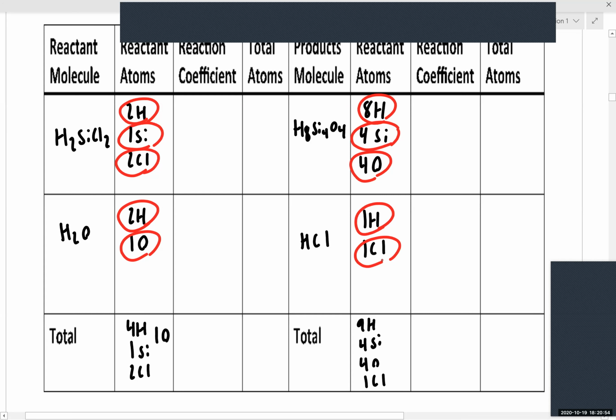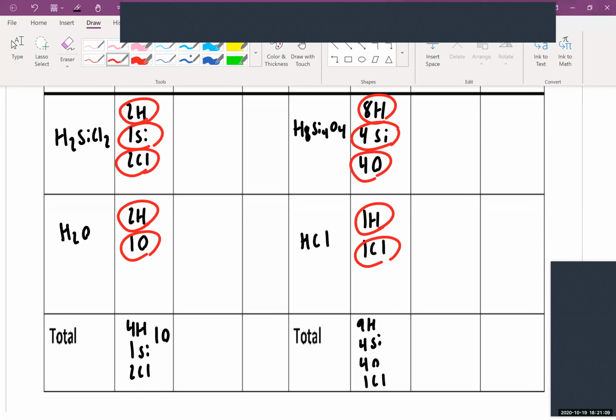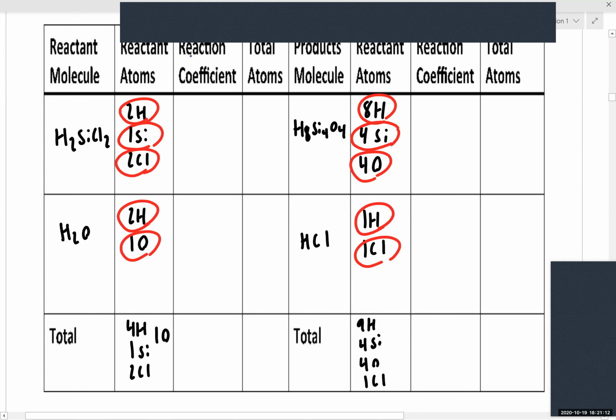Well, as a general rule, we balance the elements found in the least number of compounds first. So as we notice, hydrogen is all over the place. So let's not start with hydrogen. Let's save hydrogen to the end. We can start with silicon, chlorine and water, we can balance oxygen. Now, in this tie, one rule that really helps me organize my thoughts is I also like to balance the elements found in the most complicated molecules first.